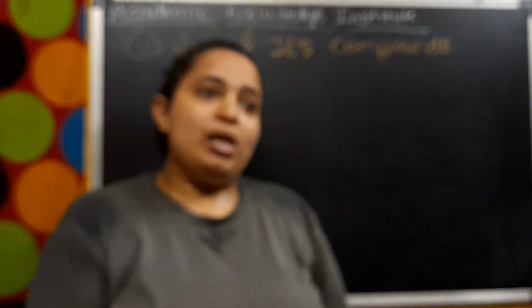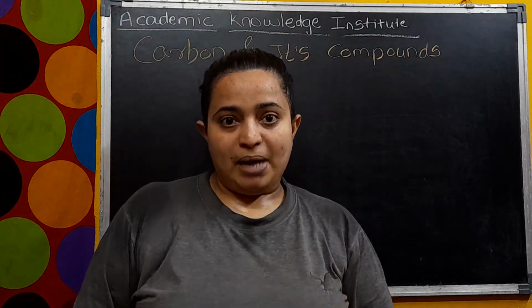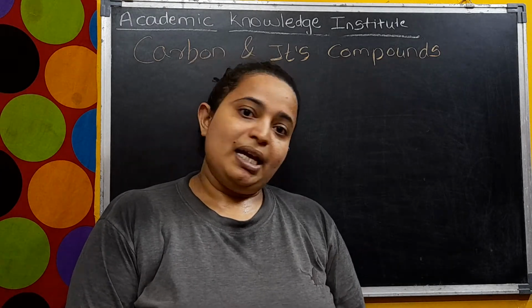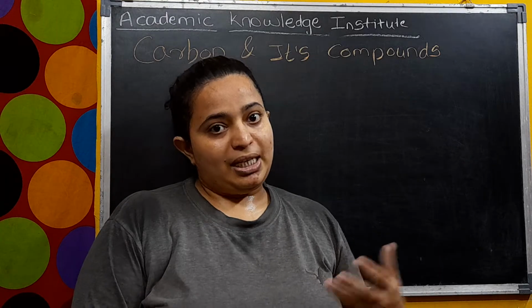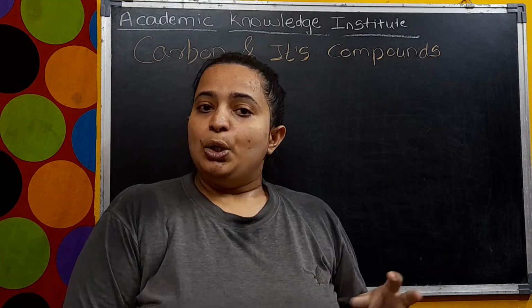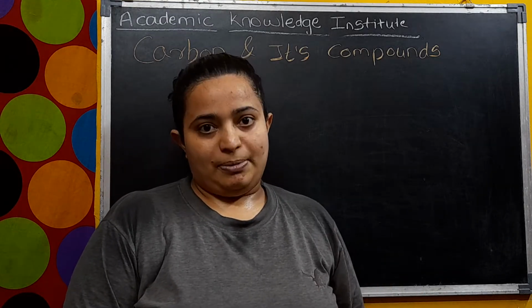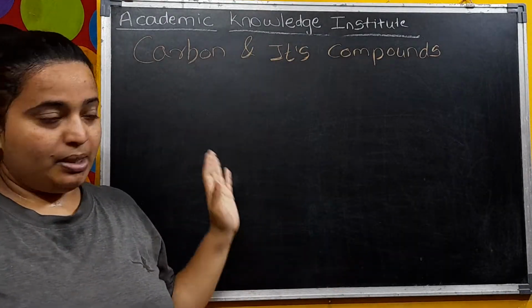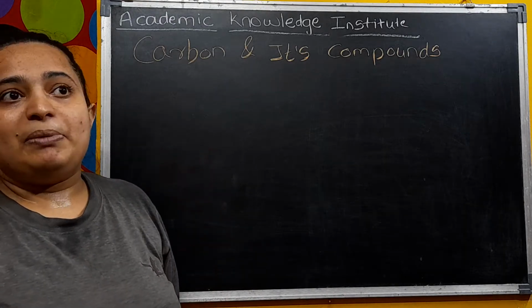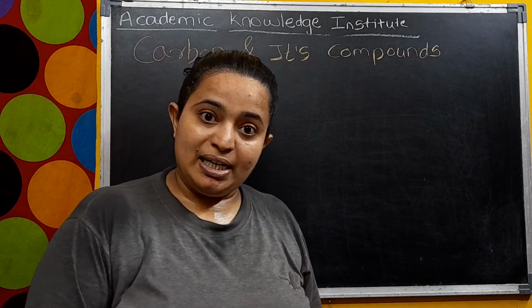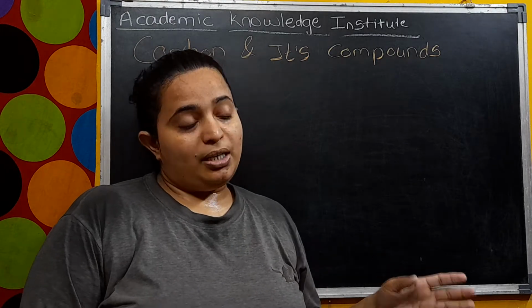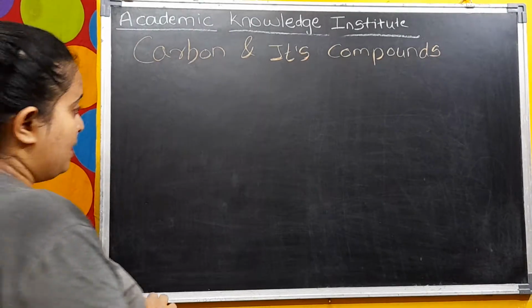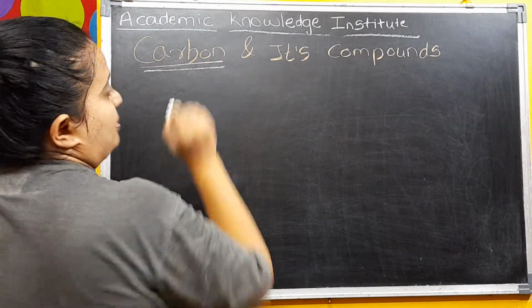In our bodies also, like all living organisms, plants and human beings, the main component is carbon. We take carbohydrates as nutrients from food, and there also the main component is carbon, along with hydrogen. In the environment, diamond and graphite are all forms of carbon. Let's start.